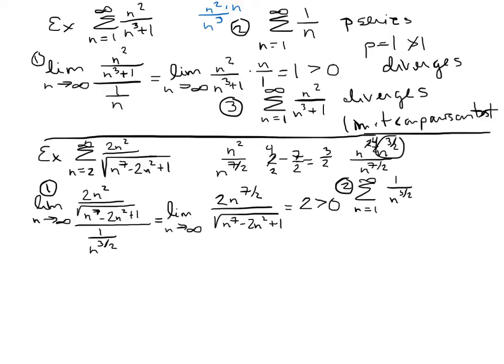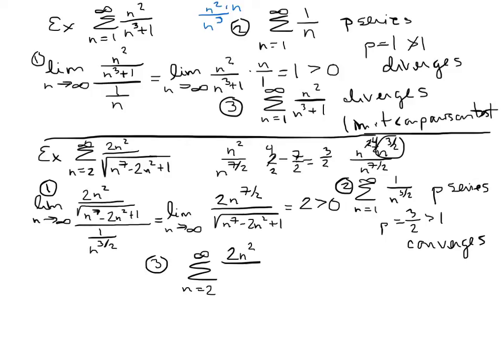Second step, I need to show whether 1 over n to the 3/2 converges or diverges. This is a p-series. P is equal to 3/2. And that is bigger than 1. So it converges. And since that one converges, the original will converge. So thirdly, I'll state my conclusion. The sum from n equals 2 to infinity of 2n squared divided by the square root of n to the 7th minus 2n squared plus 1 converges. And we used limit comparison.